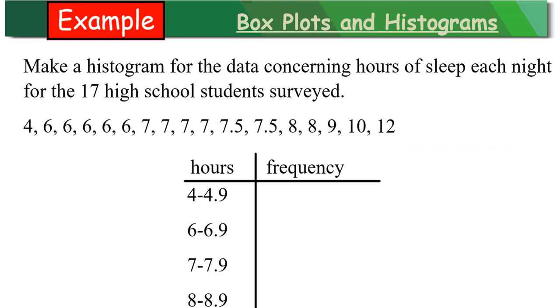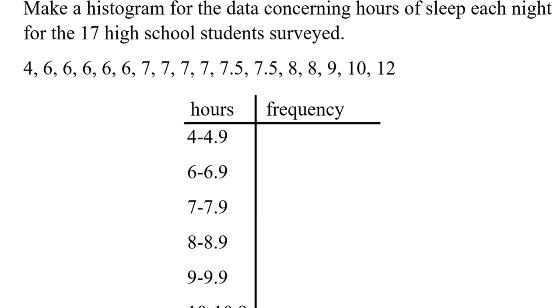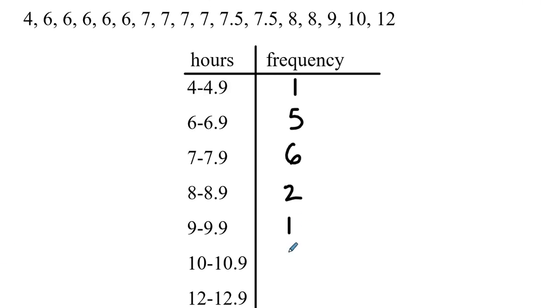We're going to make our own histogram with that sleeping data set. Make a histogram for the data concerning hours of sleep each night for the 17 high school students surveyed. So here we go. 4 to 4.9, how many were there? Well, there was 1. How many were between 6 to 6.9? 1, 2, 3, 4, 5. 7 to 7.9? 1, 2, 3, 4, 5, 6. How many got between 8 and 8.9? 2. How many got between 9 and 9.9? 1. 10 to 10.9? 1. There's the 11 cases, which is a 0, and this would be a 1. So there's my frequency chart.